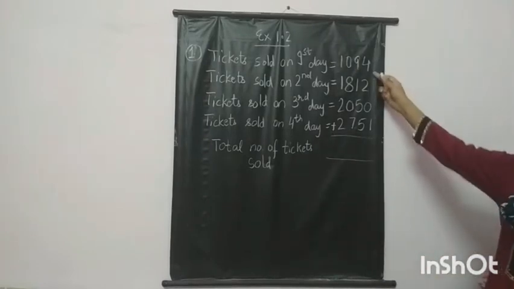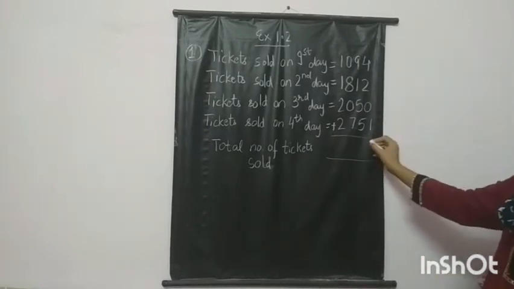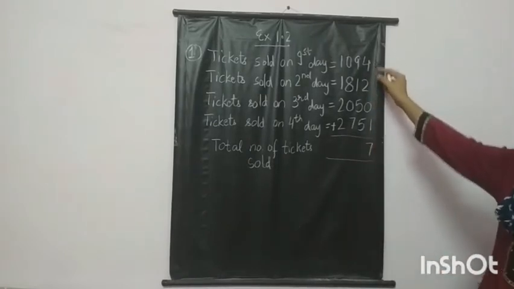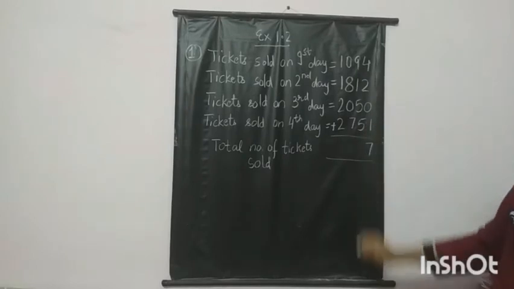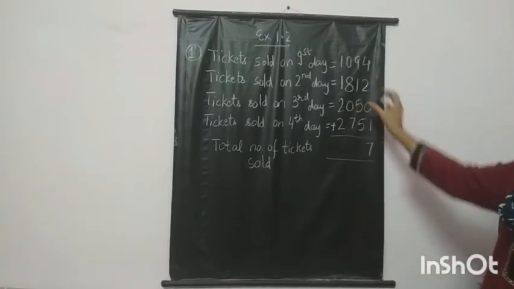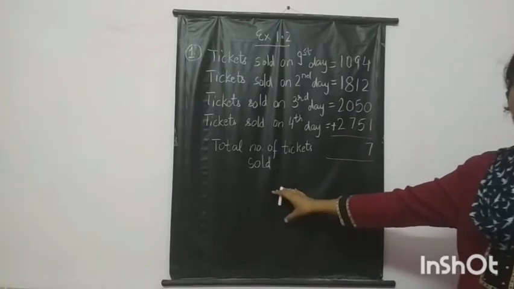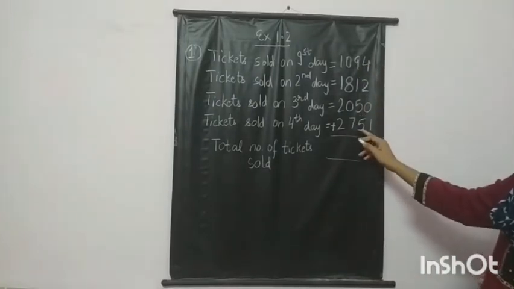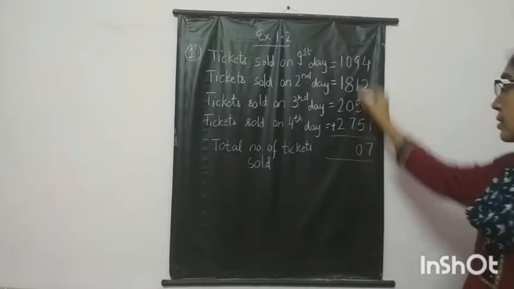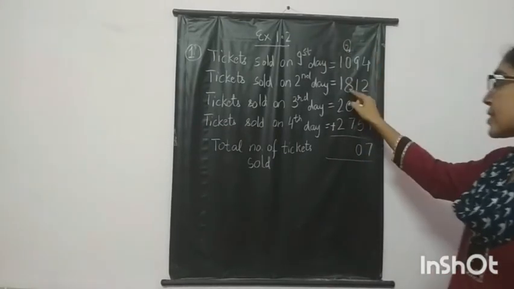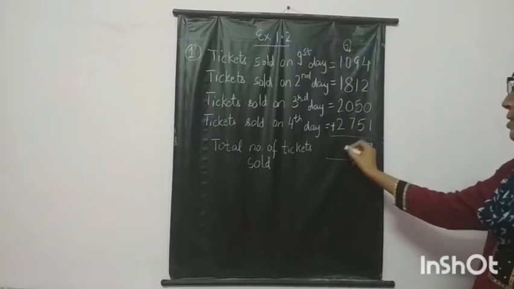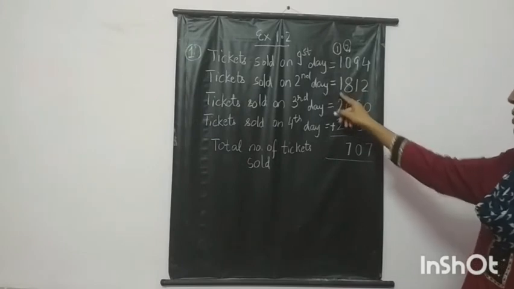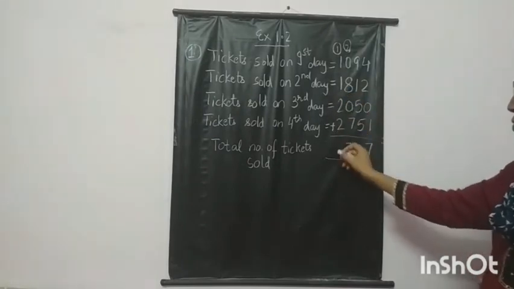So if we add, 4 plus 2 is 6 plus 1 is 7. When you are adding, it's very important that the numbers come below each other. If the numbers are going here and there, then you write again and then you solve them. 9 plus 1 is 10, plus 5 is 15, plus 5 is 20. 2 plus 8 is 10, plus 7 is 17. 1 plus 1 is 2, plus 1 is 3, plus 2 is 5, plus 2 is 7.